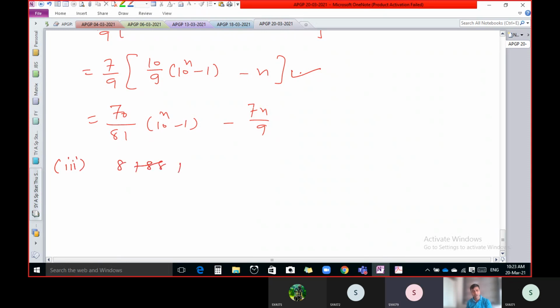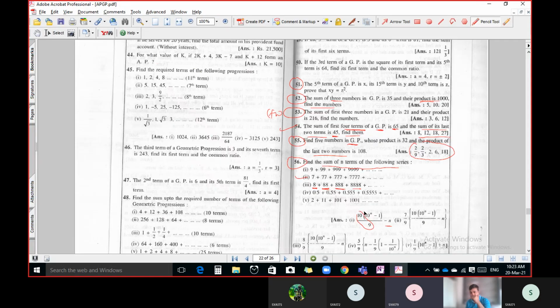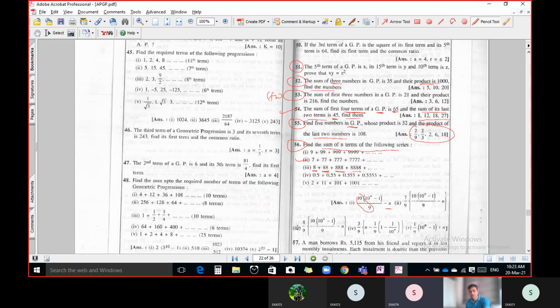8, 88. First of all take 8 common, then divide by 9, multiplied by 9. So we get the final answer like this only. Instead of 7 by 9, we get 8 by 9, and this remains as it is. 10 by 9, 10 raised to n minus 1 minus n. This is my answer for question number 9. Instead of 7 by 9, here we get 10 by 9.